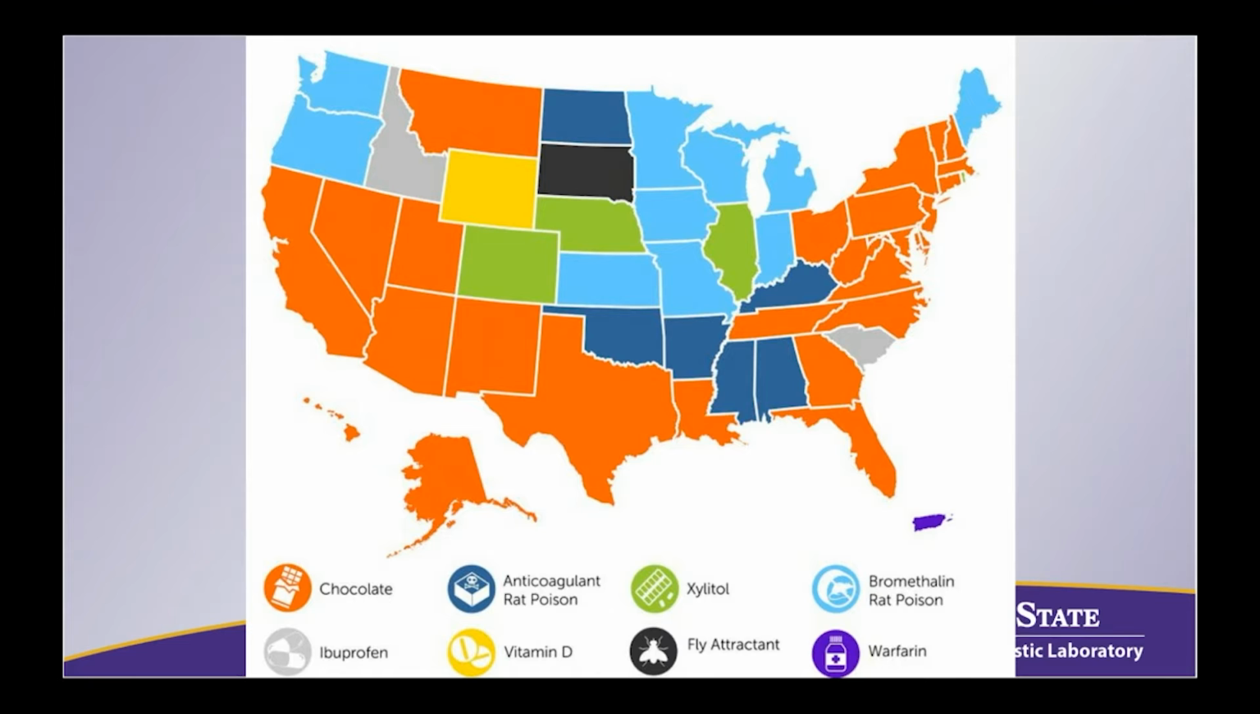So this is a map from the Pet Poison Hotline. You can see it's a color-coded map of the different toxins. It's interesting that geographic location has a lot to do with what potential toxicosis you're going to see. The purpose of this is just to show you that toxicology covers a wide gamut of toxins, and where you practice can have a big impact on what you will potentially see.